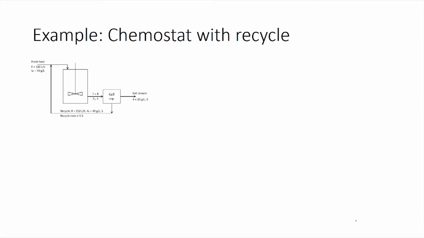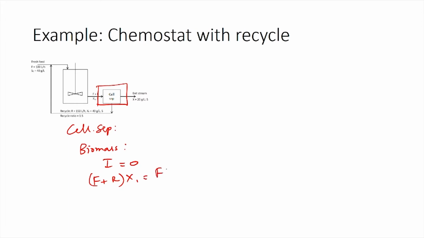For getting the information about the biomass concentration in the stream leaving the chemostat, we have to choose the cell separator as the system for writing the balance equations. Let us take the cell separator as the system of interest. For the cell separator, let us write a balance equation for biomass. So, the biomass balance for a cell separator would be input equals output. So, input is F plus R times x1 and your output would be F times x plus R times xr.